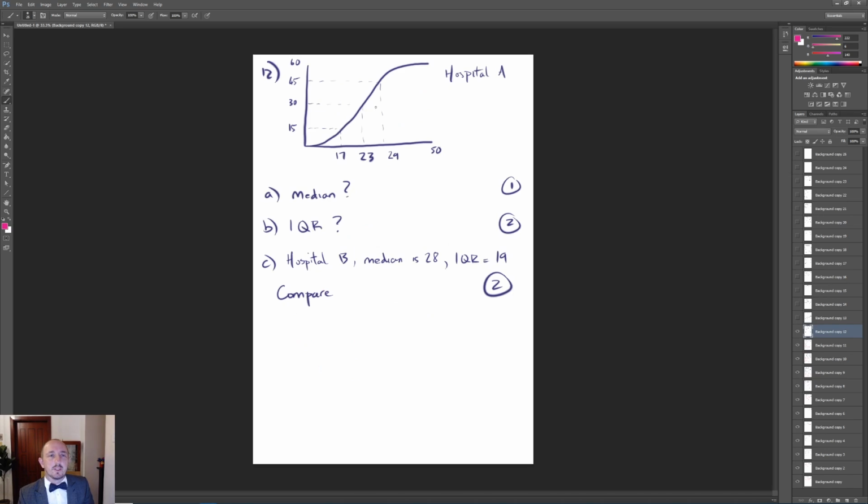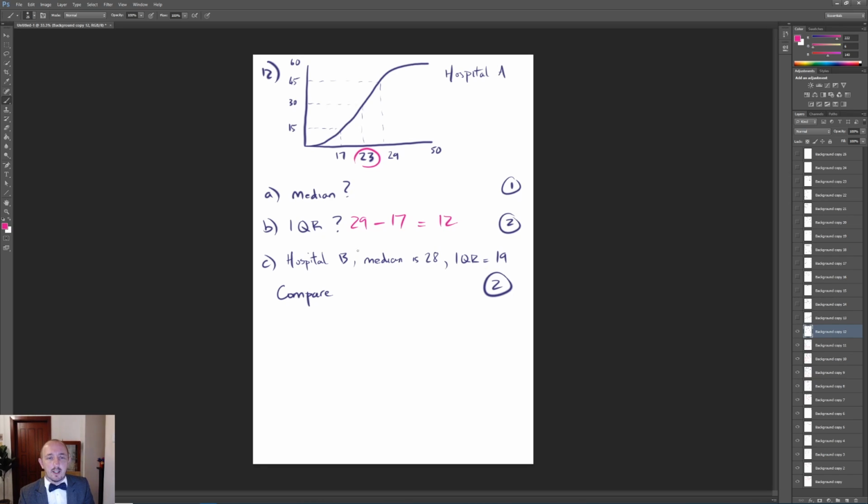Question 12 was a cumulative frequency graph, and it asks you to find the median. So I read these off and I got 23 for the median, and we have 29 for the upper quartile and 17 for the lower. So when you subtract those to get the interquartile range, we get 12.